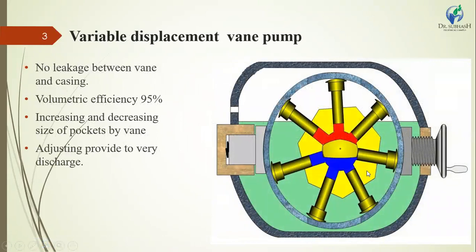This is the variable displacement vane pump. This pump consists of a cylindrical rotor with radial slots inside a reaction ring. This figure shows a variable displacement vane pump. It consists of a number of vanes inside the pump. The main structure is here. On the inner side is a variable ring, and these yellow shades are called vanes.